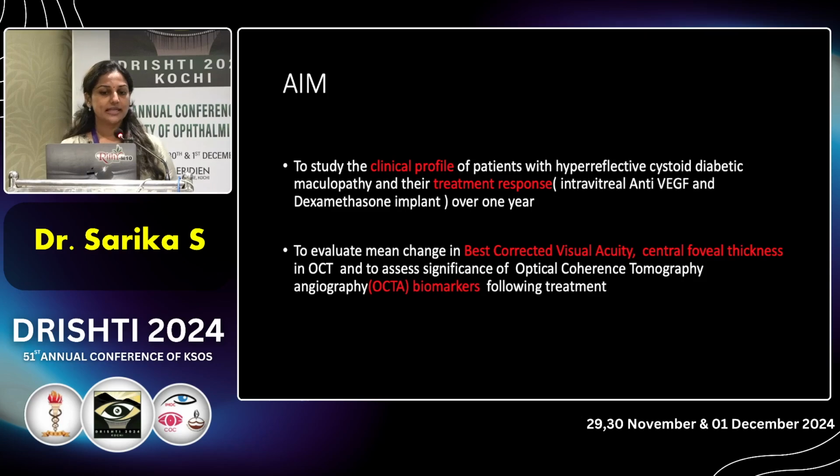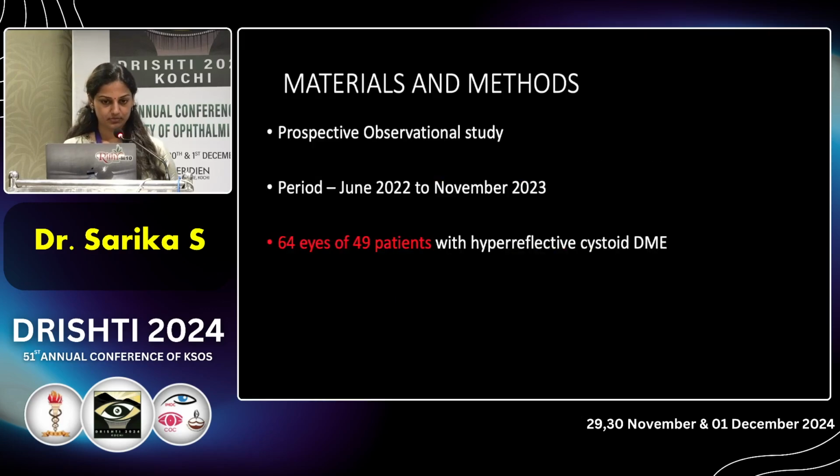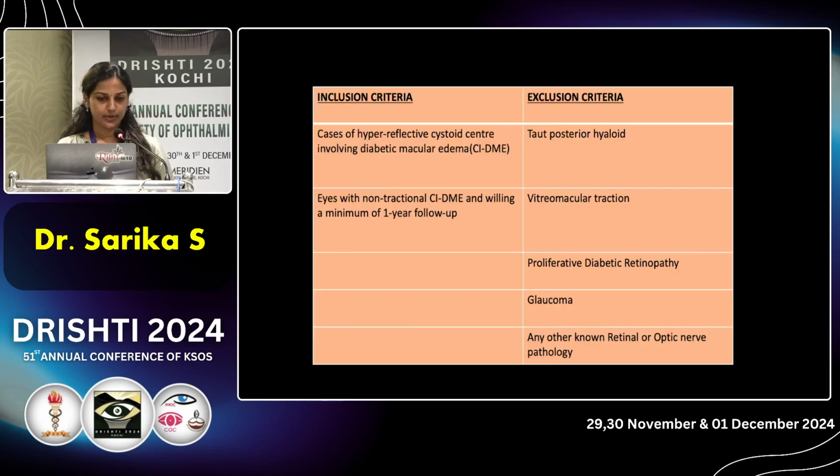The aim is to study the clinical profile of patients with hyperreflective cystoid diabetic maculopathy and their treatment response over one year, and to evaluate the mean change in best-corrected visual acuity and central foveal thickness in OCT, and to assess the significance of OCT and OCTA biomarkers following treatment. It is a prospective observational study from June 2022 to November 2023. 64 eyes of 49 patients were included.